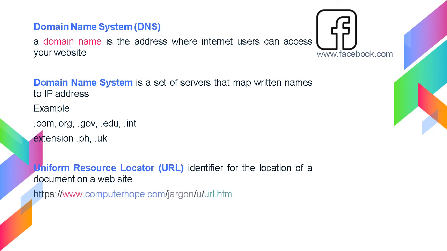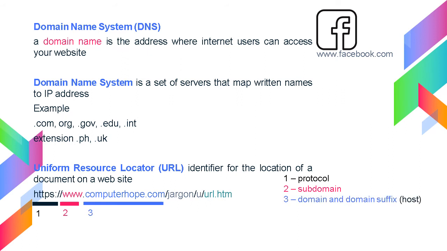A URL is an identifier for the location of a document on a website. This is the URL of a website. HTTPS is the protocol. www is the subdomain. ComputerHub.com is the domain and domain suffix, known as the host. The next part is the directory. The last part is the web page. The combination of directory and web page makes a path.